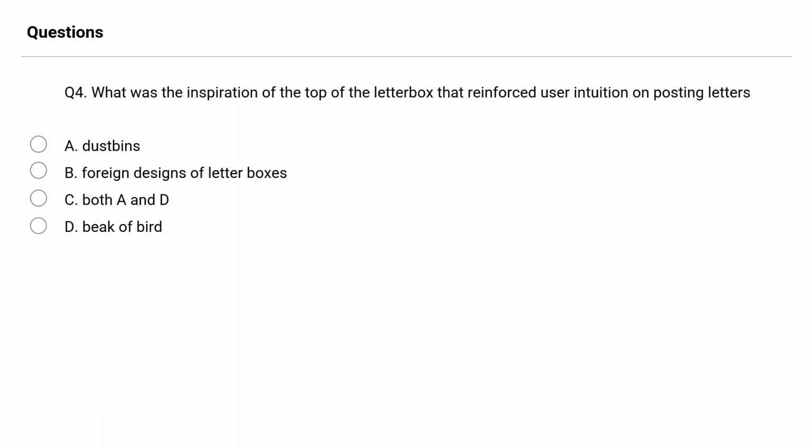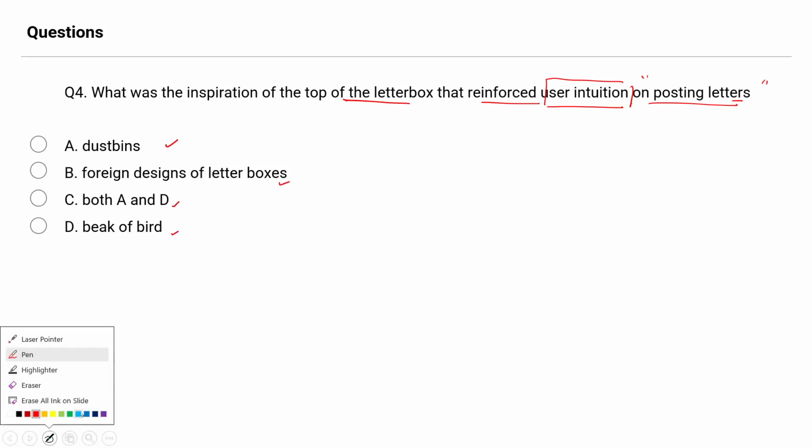Great. Now let's come to our fourth question. What was the inspiration of the top of the letterbox that reinforced user intuition on posting letters? Dustbin, foreign design of letterboxes, both A and D, and beak of the bird. Inspiration of the top of the letterbox that reinforced user intuition on posting letters.